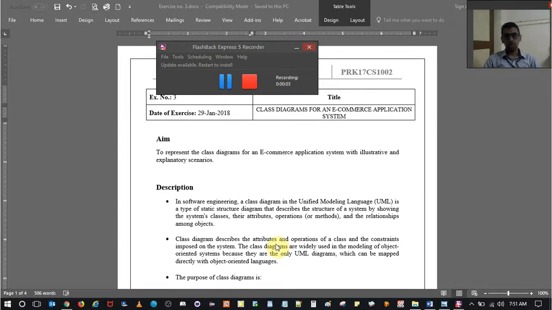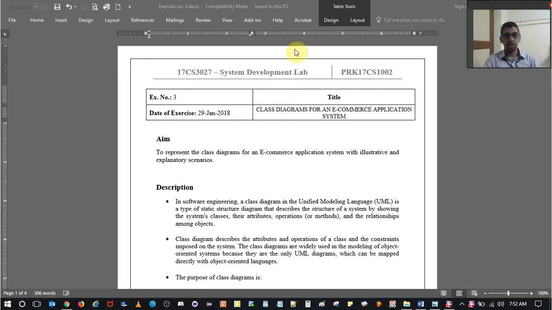Hello everyone, welcome to my visual demonstration for the Object-Oriented Software Engineering Laboratory. Here we are going to see the third exercise, and the third exercise is class diagrams for an e-commerce application system.